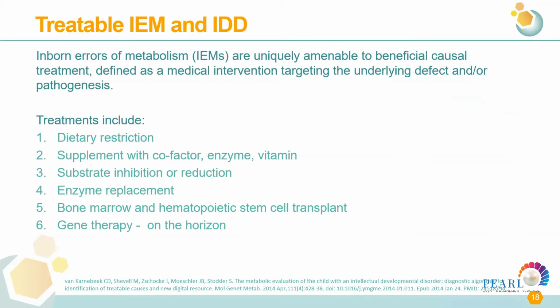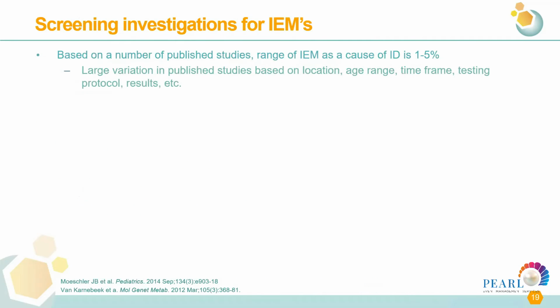We already know, and highlighted by Dr. Khaled in his previous talk, that inborn errors of metabolism are uniquely amenable to beneficial causal treatment. And this is defined as a medical intervention that is targeting the underlying defect and the pathogenesis. So these treatments can include dietary restriction, supplementation with cofactors, enzymes, or vitamins, substrate inhibition or reduction, enzyme replacement therapy, bone marrow transplant, and it's on the horizon, believe me, gene therapy.